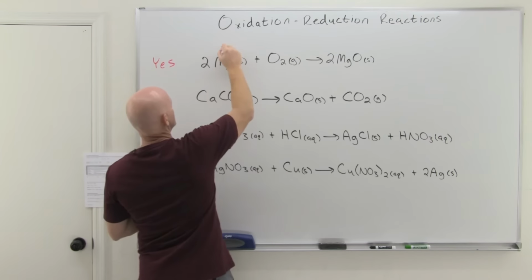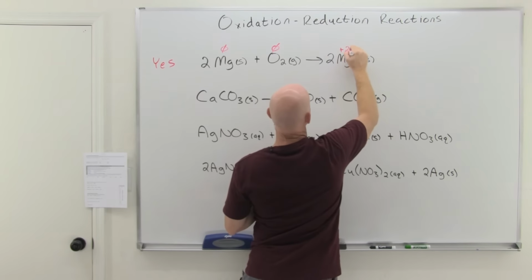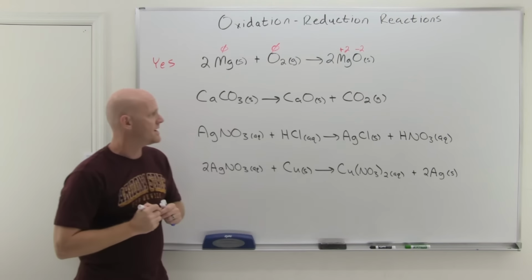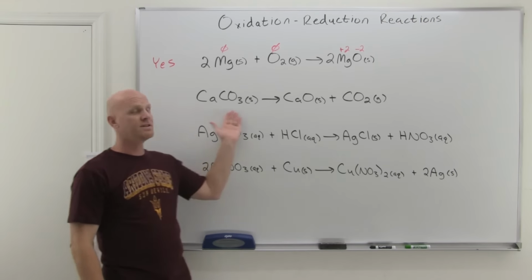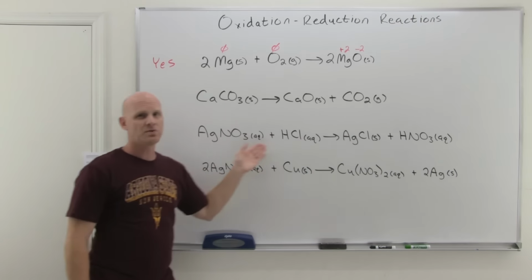And if you wanted to figure it out, in this case you're going from 0 in magnesium's case to +2, and it got oxidized, whereas oxygen's going from 0 to -2, and it got reduced. All right. So the next one here, we don't have any elements in their elemental form, so we'll skip it. And the next one, we don't have any elements in their elemental form either, so we'll skip it.